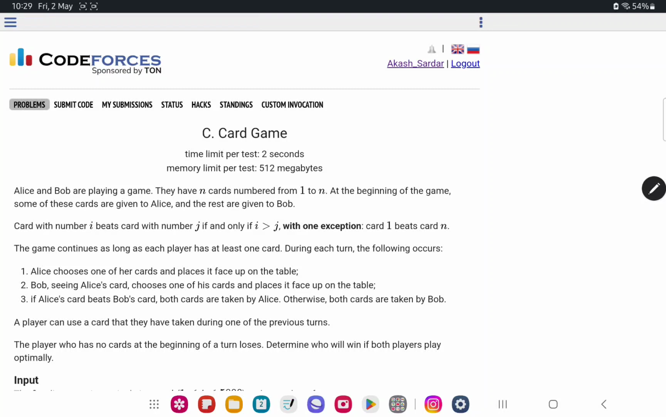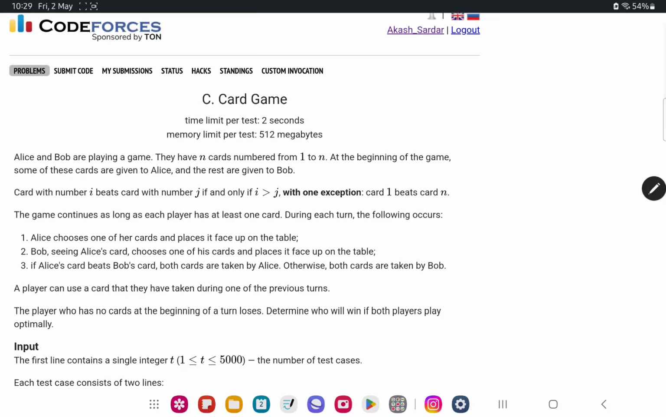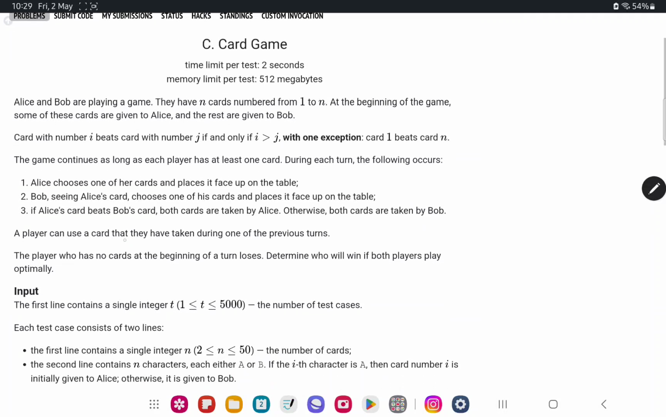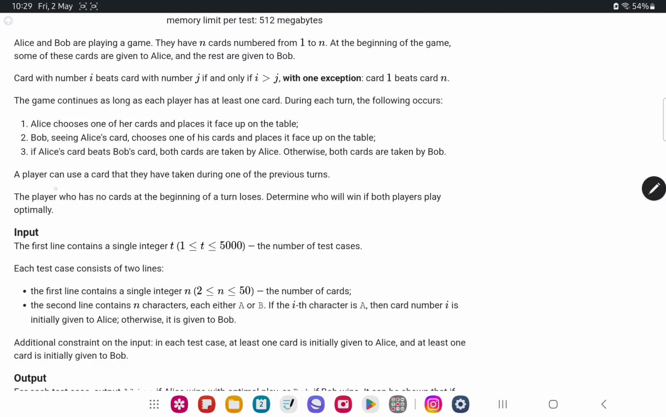The rule of the game is that card i can beat card j if i is greater than j. There is one exception though, the first card can beat the last card. The game continues as long as each player has at least one card, and during each turn the following occurs. Alice will first play her card, then after seeing that, Bob will play his card. If Alice's card beats Bob's card, then Alice will take both the cards, otherwise Bob will take both the cards. A player can use a card that they have taken during one of the previous turns. This is an important point.